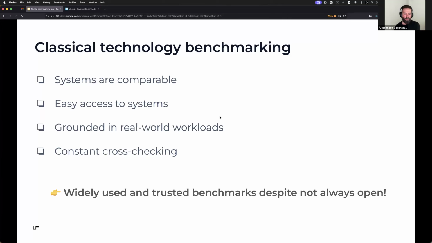examples of these. So yeah, the thesis is that benchmarks are widely used and by now trusted, they have lots of ground and history. They don't necessarily need to be open, although we all would prefer it if they were open.